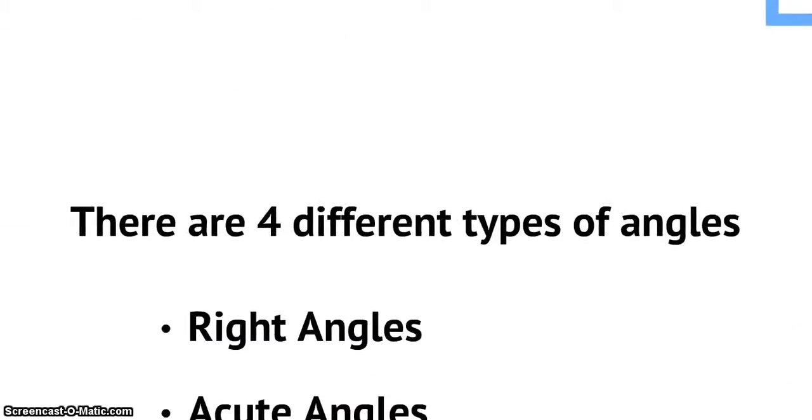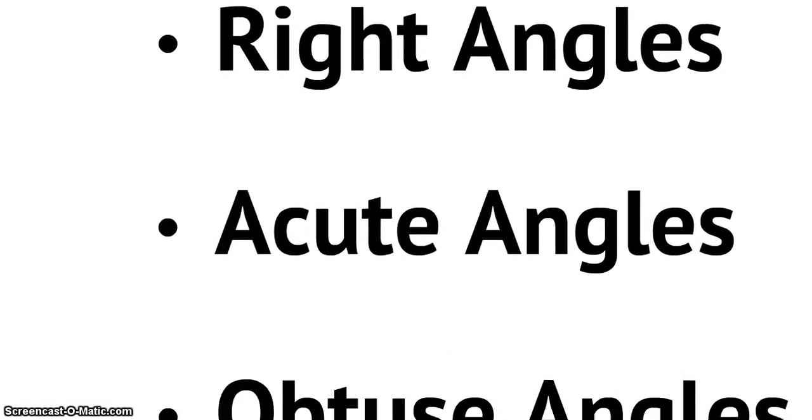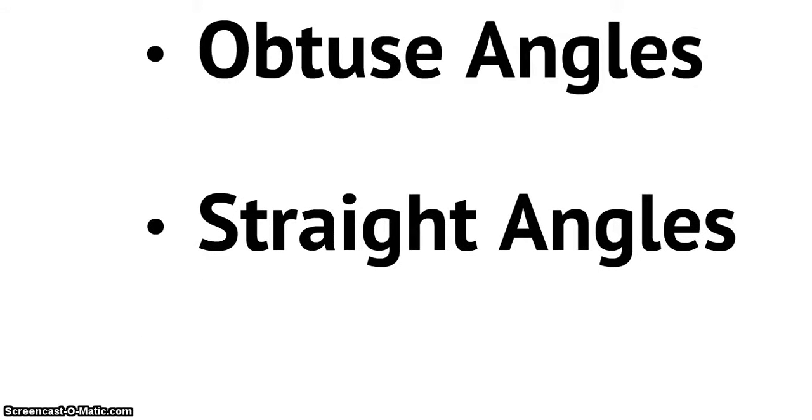There are 4 different types of angles. Make sure you write these down. First type are right angles. Another one is acute angles. Then we have obtuse angles and straight angles.